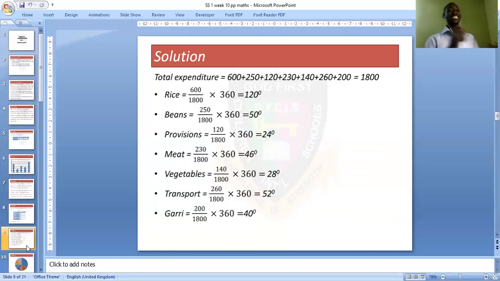So the frequency in degrees is 50 degrees. Down to the last one, garri, 200 over 1,800 times 360. When you add all these together, you have 360 degrees. That is 120 plus 50 plus 24 plus 46 plus 28 plus 52 plus 40, to give you 360. I'll give you a means just to cross check that.